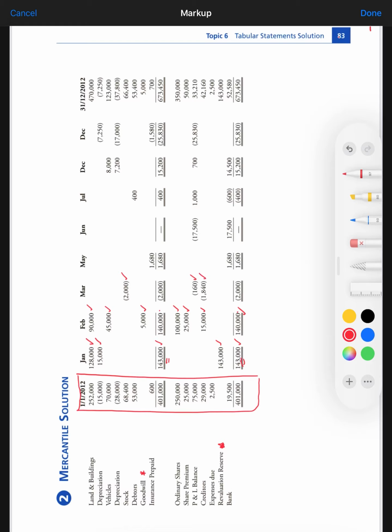If there was no restocking charge, you would have taken 2,000 away from your creditors, but because they're charging you, you still owe them 160 quid, hence why you only take away the 1840. And again, these two now balance. They must always balance.